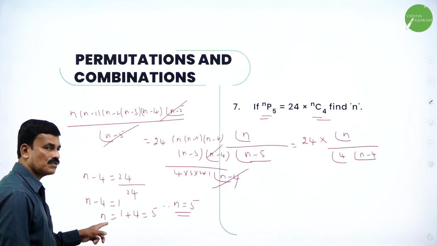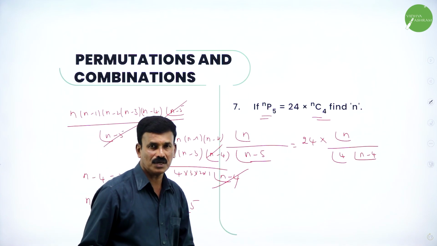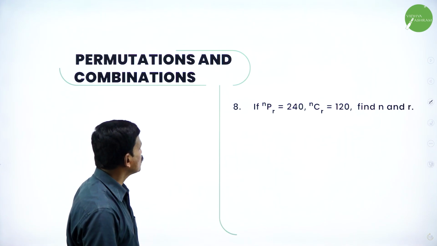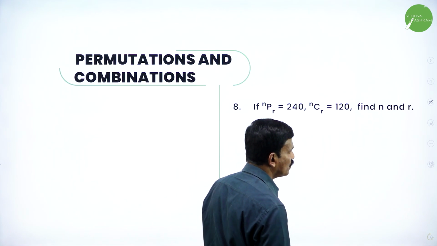N minus 4 is equal to 1. Therefore, N is equal to 1 plus 4, which means 5. So, the value of N is equal to 5. Now, move on to the next problem. Same type. If NPR is equal to 240, NCR is equal to 120, find the value of N and R.